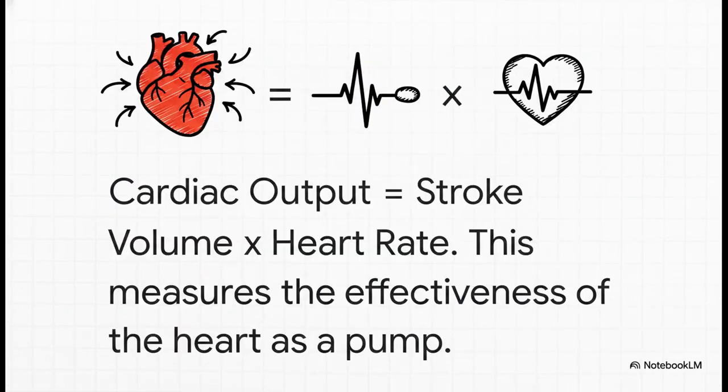So how do we measure how good that delivery service is? How well is the heart, our pump, actually working? Well, we use this simple but incredibly powerful formula. Cardiac output is the total amount of blood your heart pumps in a minute, and it's figured out by multiplying how much blood gets pumped with each beat, that's your stroke volume, by how many times it beats per minute, your heart rate.